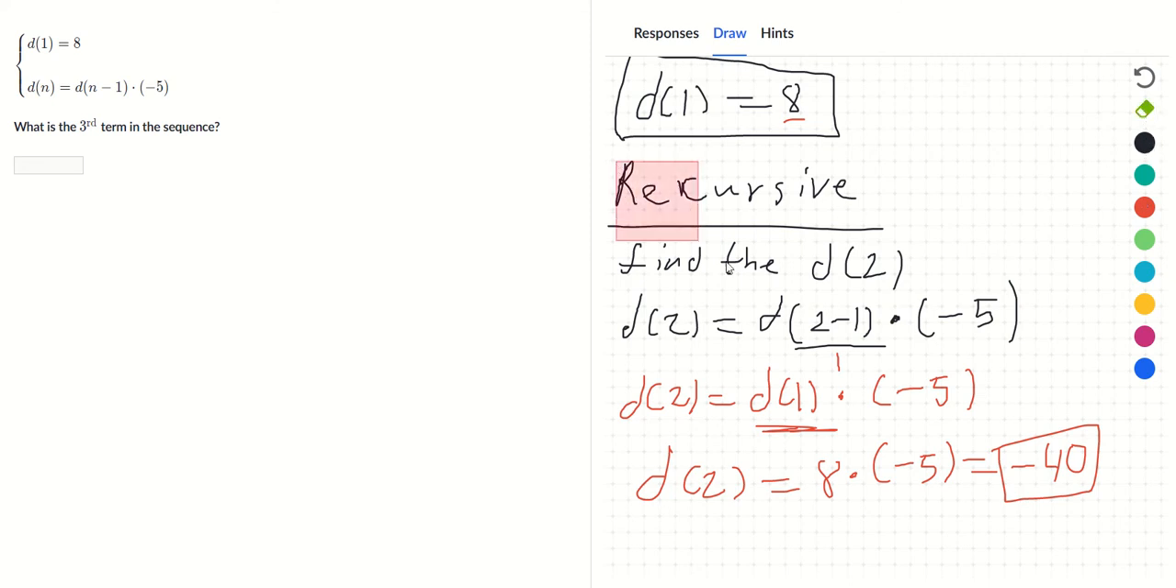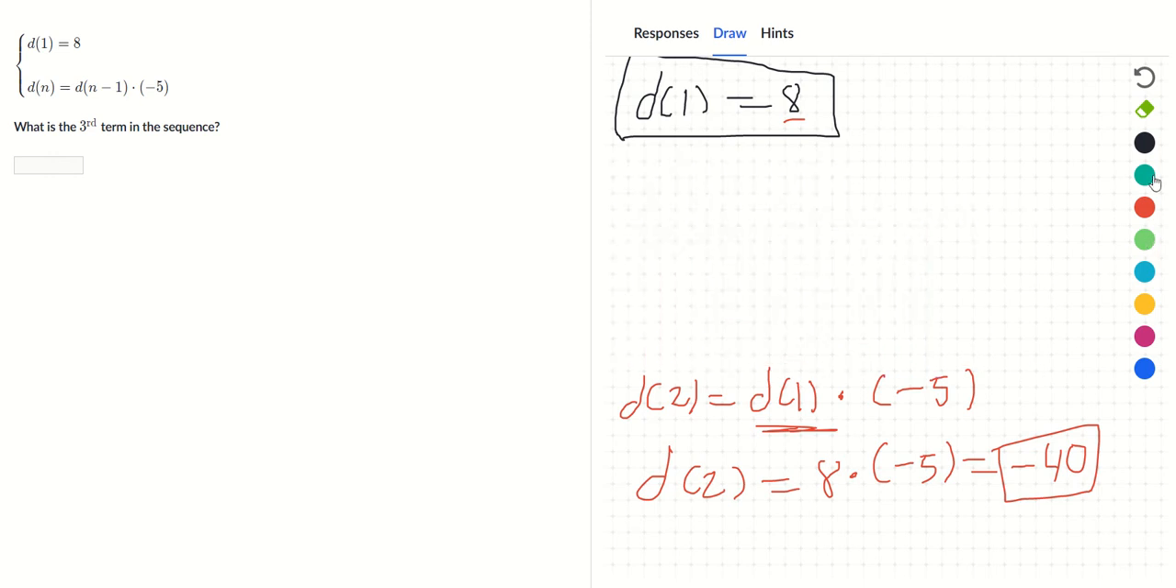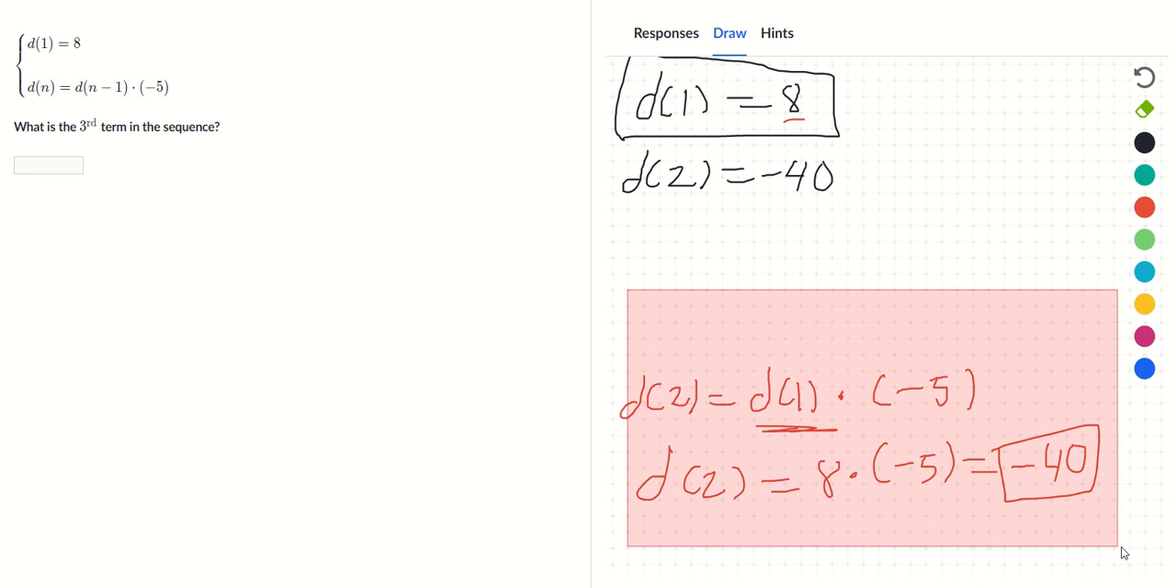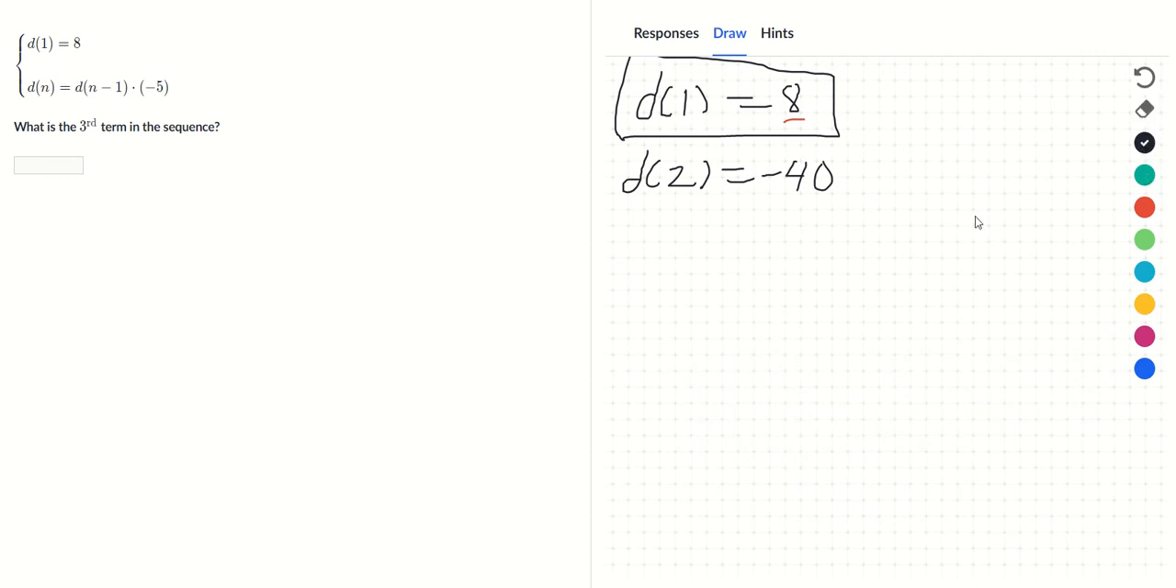What I'm going to do now is delete this part. I'm going to write here, d of 2 equals negative 40, so that I have space to work with the next problem. So we're going to do the same, using that formula, d of n equals d of n minus 1 times negative 5. We're going to substitute it. Okay, so let's start with d of 3, because that's what we're looking for.